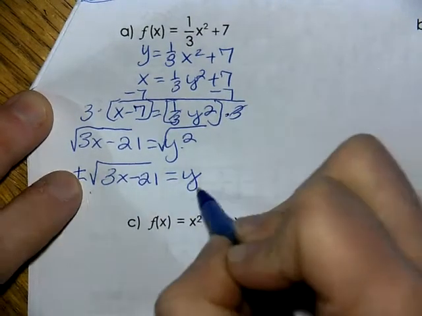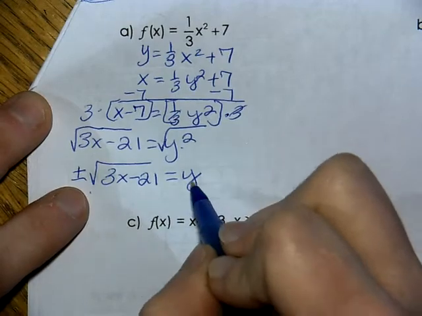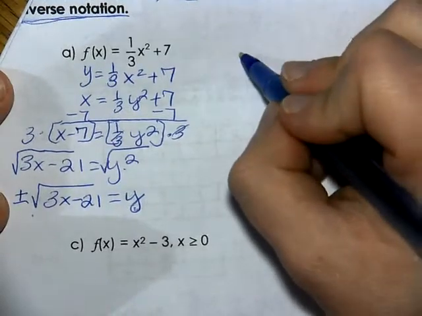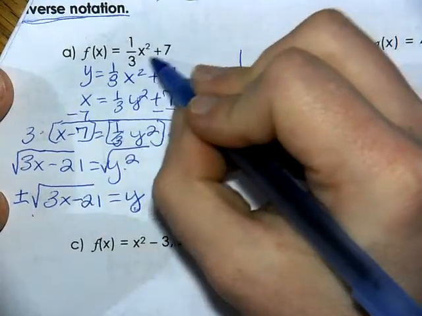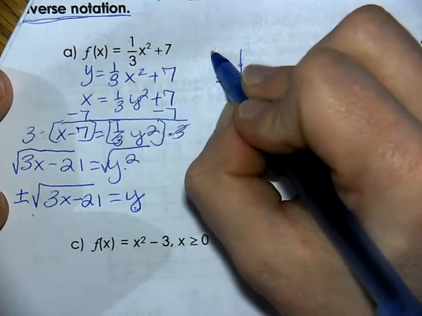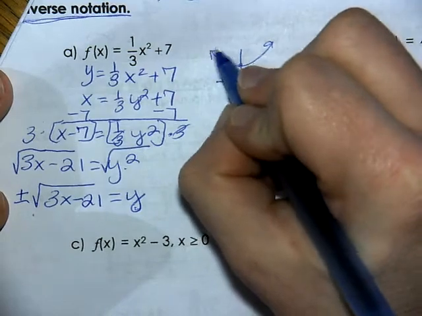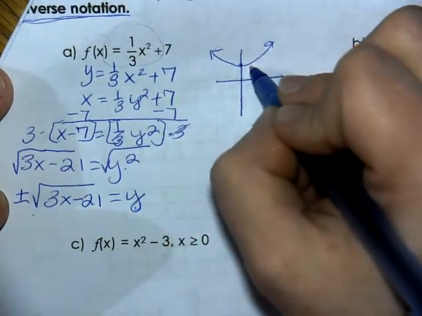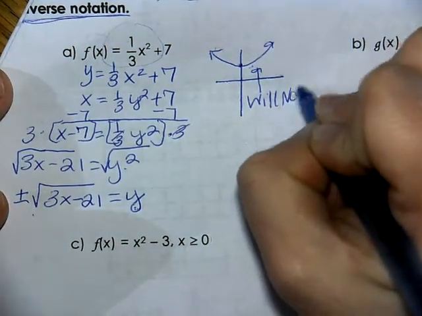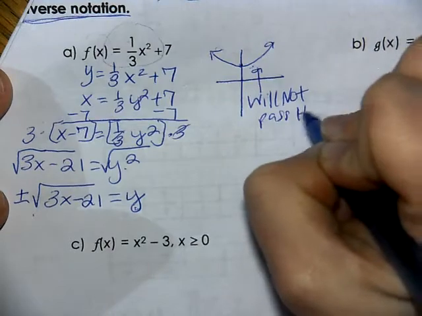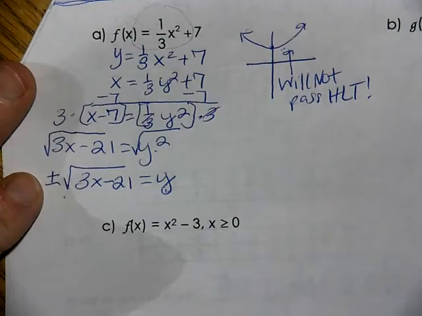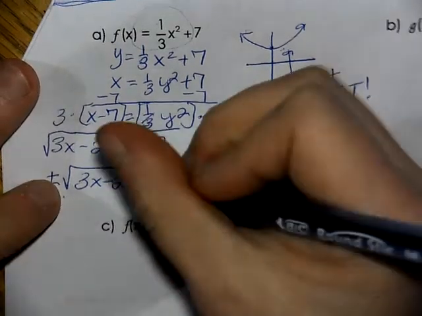So therefore, I need to decide, is this good enough or should I do something different? So now let's think about that. The original function was 1/3 x squared plus 7. So my y-intercept would be at 7. That would also be my vertex, and my parabola would look something like this. There is no restriction on my parabola, so therefore I know that this graph will not pass the HLT, the horizontal line test. And because I know it will not pass the horizontal line test, I know that this is just going to be a relation.